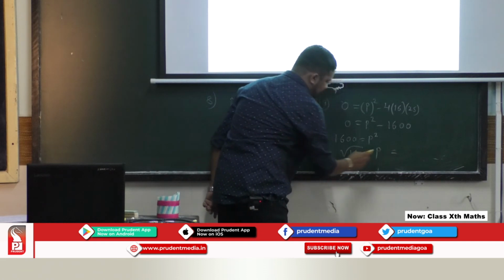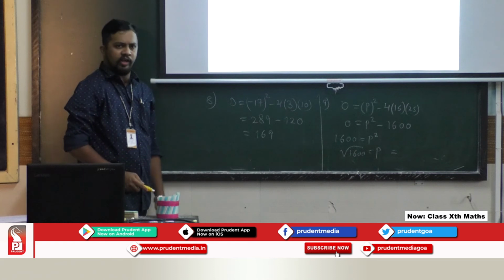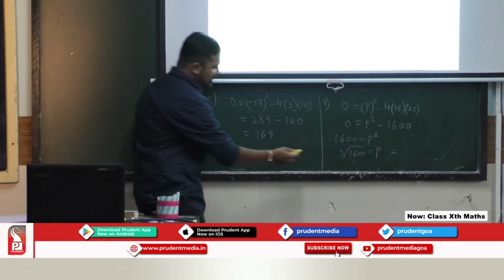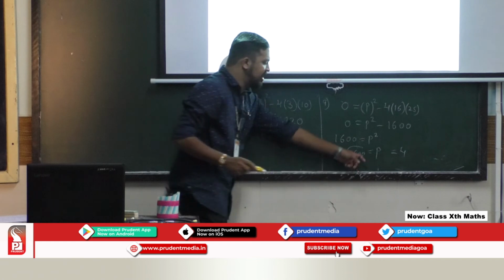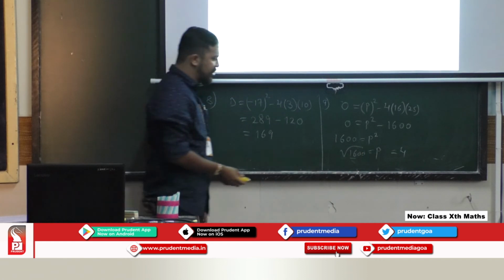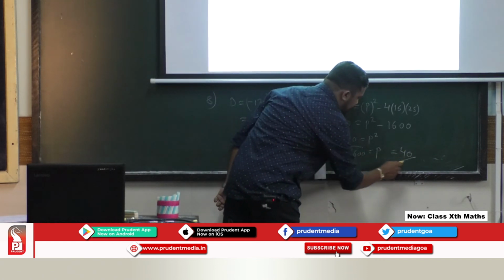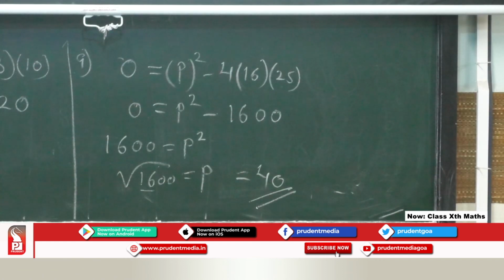Now you know this. To find a square root, you can use a method, but there is a simple method. What is the square root of 16? It is 4. And if there are 2 zeros, we know when I find the square root, it becomes 1 zero. So the value of p is 40.